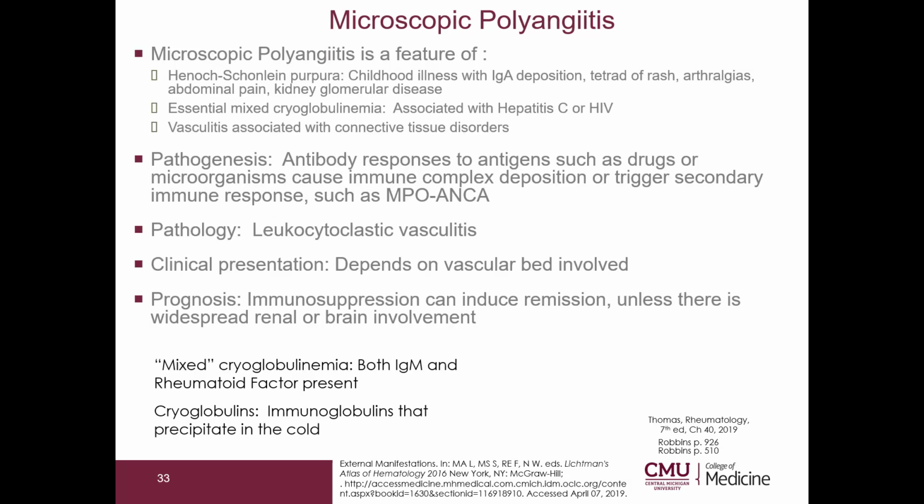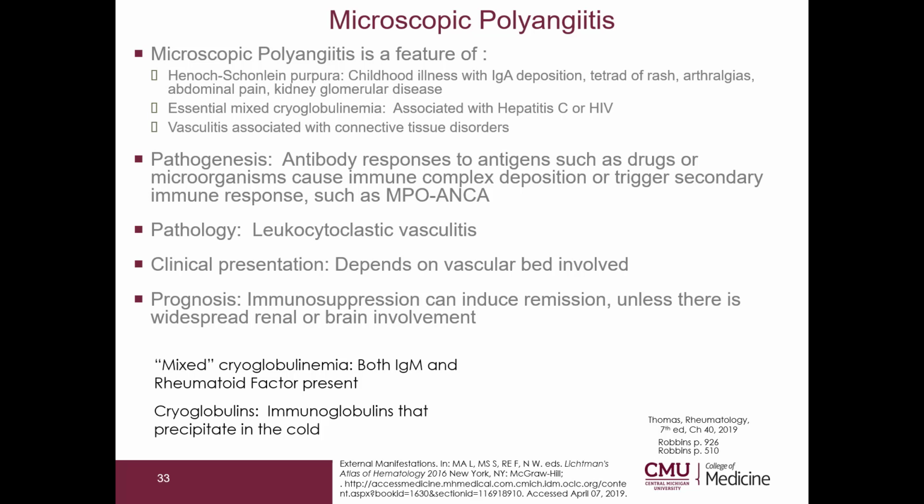Microscopic polyangiitis is a feature of Henoch-Schönlein purpura, which is a childhood illness with IgA deposition and has a tetrad of rash, arthralgias, abdominal pain, and kidney glomerular disease. It is also a feature of essential mixed cryoglobulinemia, which is associated with hepatitis C or HIV. Mixed cryoglobulinemia means both IgM and rheumatoid factor are present. Cryoglobulins are immunoglobulins that precipitate in the cold.